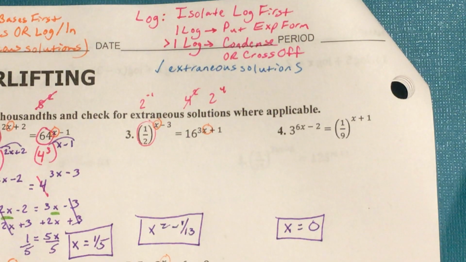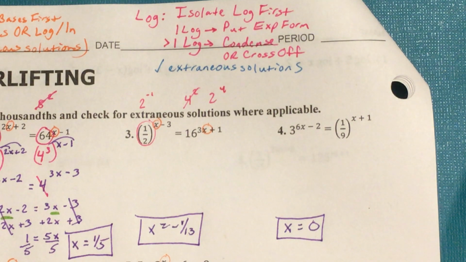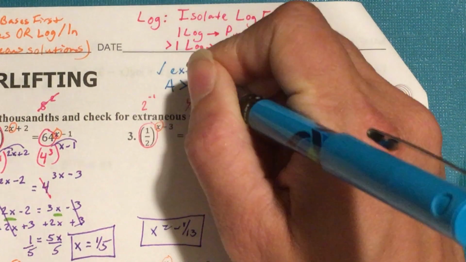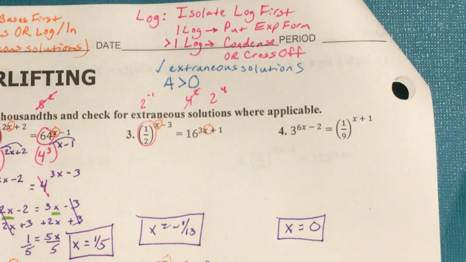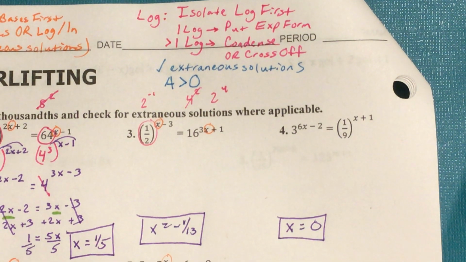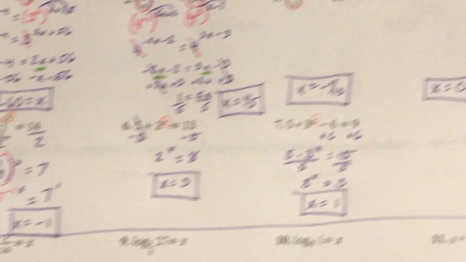And remember, extraneous solutions are ones we can solve for algebraically, but they don't actually work. So how we verify if the answers we got are extraneous is that they would make the answer part of the log greater than 0. So let's go ahead and move down to number 8.